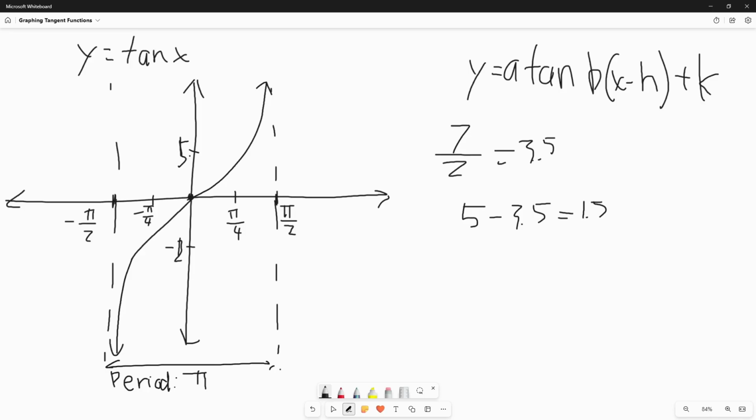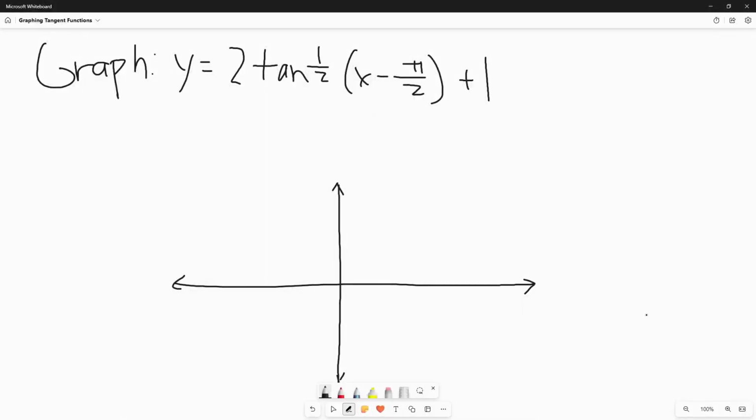Just know that if these two values are the same but negatives of each other, so let's say this is 5 and this is negative 5, then that means k is 0. But if they are different, that means there is a vertical shift and you have to do the method that I just explained. Now let's look at some practice problems.